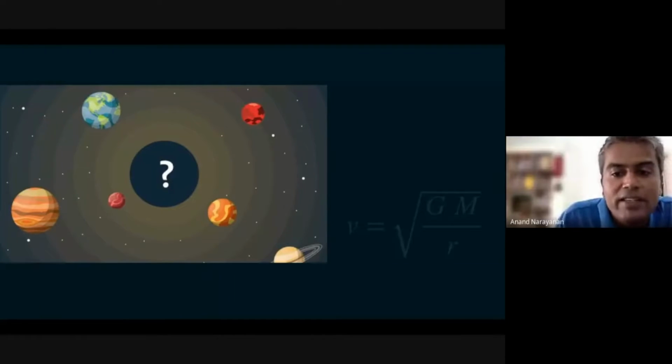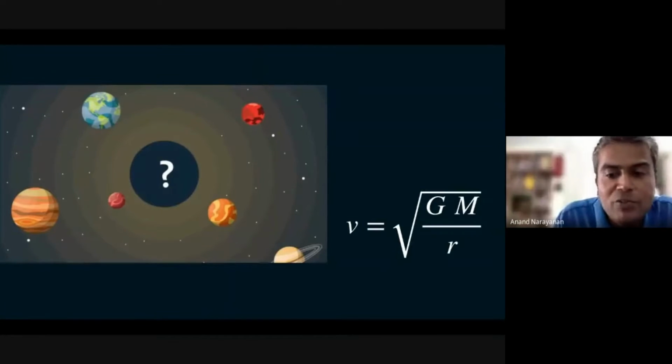So for example, I'm sure from your class 12 you would remember this equation. This is the velocity of a uniform circular motion. If an object is revolving around an object of mass m at a distance r, then its velocity is going to be that. So if you measure the velocity and if you measure how far away any planet is, then you can find out what is the mass enclosed within the orbit.